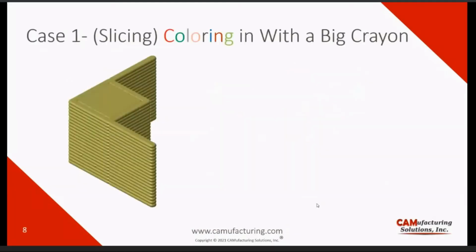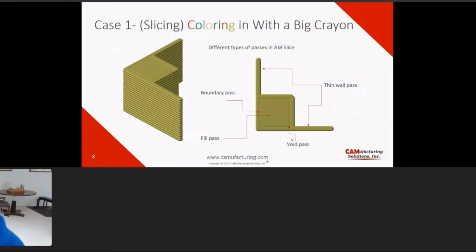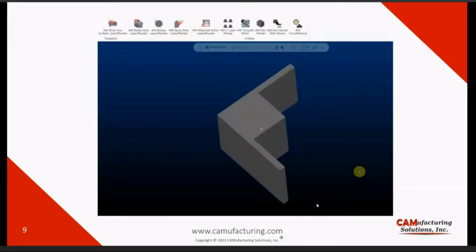Moving on to the case studies. Our first case study is titled Coloring in with a Big Crayon. So this is a feature part that we have here that I'll be showcasing on our software. With our software APlus, we can have 4 different approaches in a single operation to fill in a part. As opposed to machining simulations, where you can only use one type of approach for one type of operation, we have 4 different types of approaches that can be used in a single operation. And I'll show you how in our software.